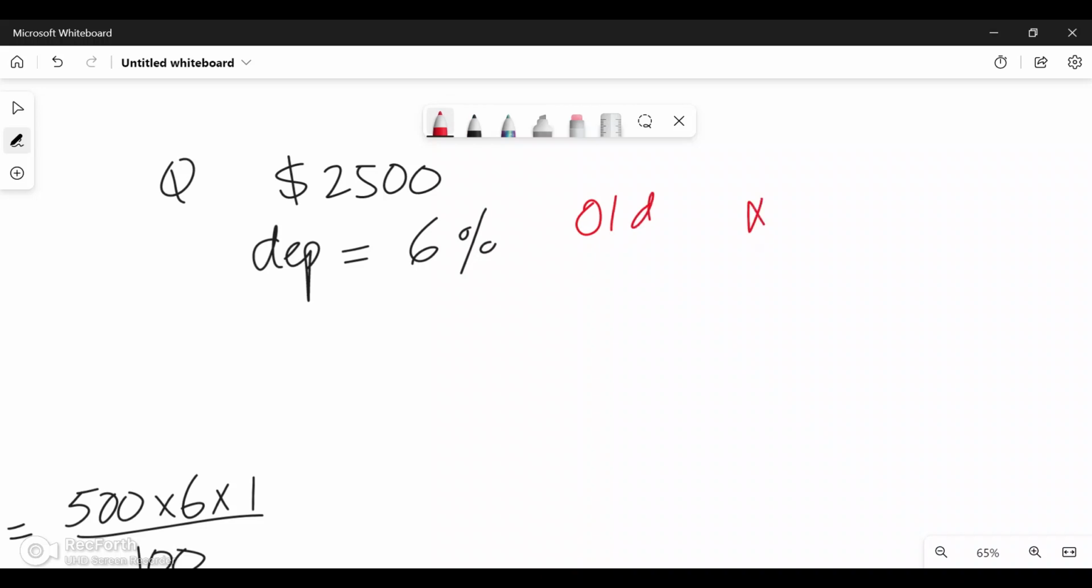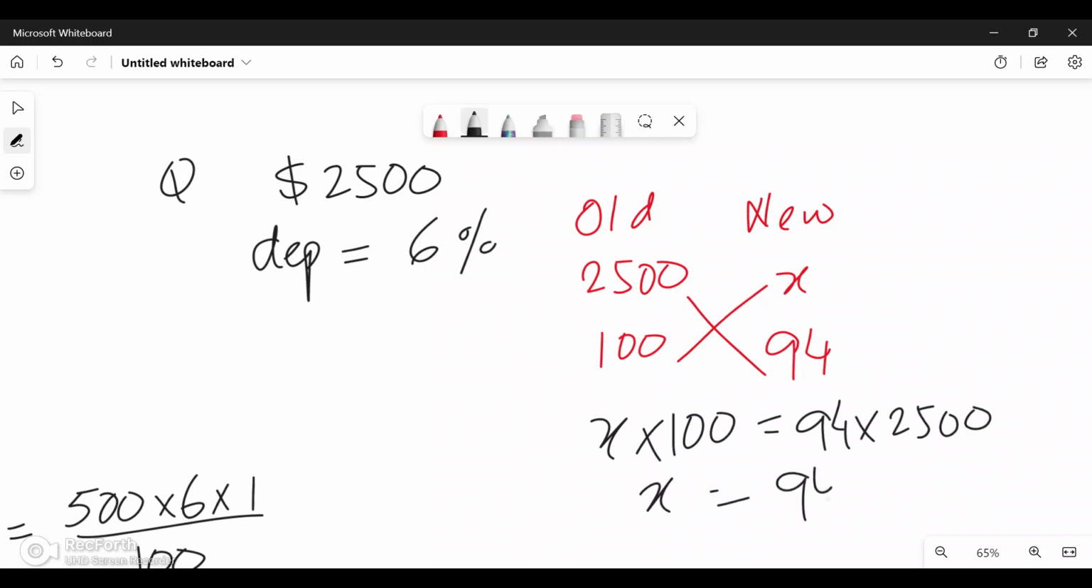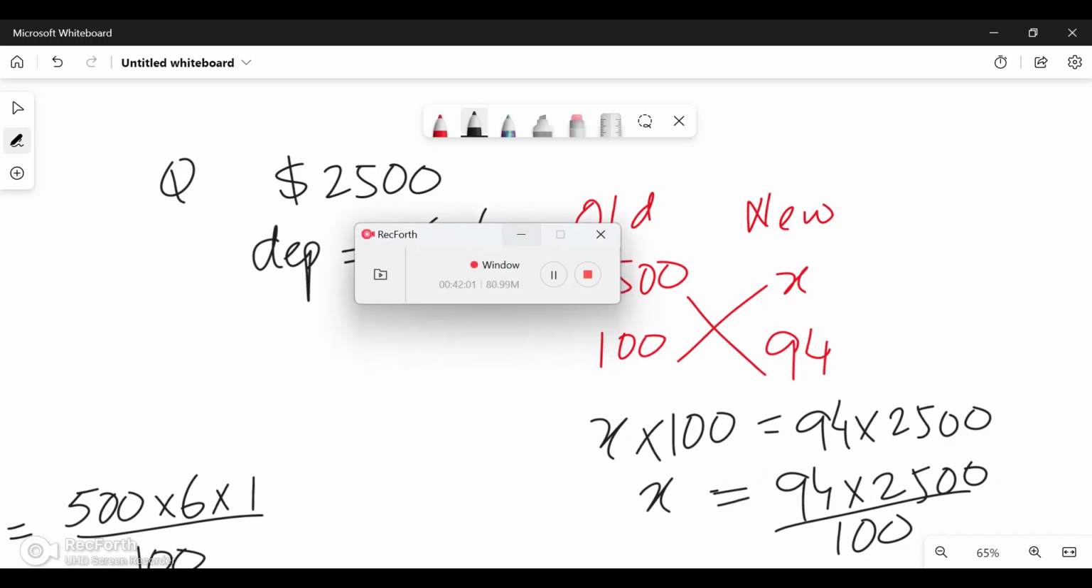When you have this type of question, I always suggest you use old versus new. The old rate of the car is 2500, the new rate we don't know, the old percentage is always 100, and the value is decreasing by 6%, so 100 minus 6 gives you 94. Cross multiply, and you will get the value of the car after 1 year. So x will be 94 times 2500 over 100. Simplify this, and you will get the answer.